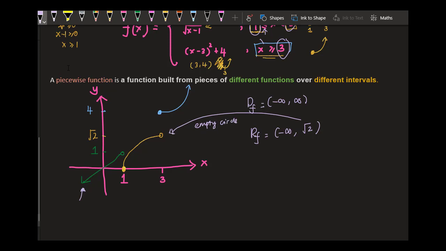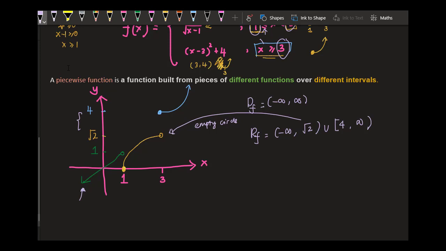Then did you notice that the y values between the square root of 2 and 4 have no function or graph? So it continues again when y equals 4 because of the dense circle, and then it goes non-stop until infinity. This is how we determine the range from the graph that we already sketched.